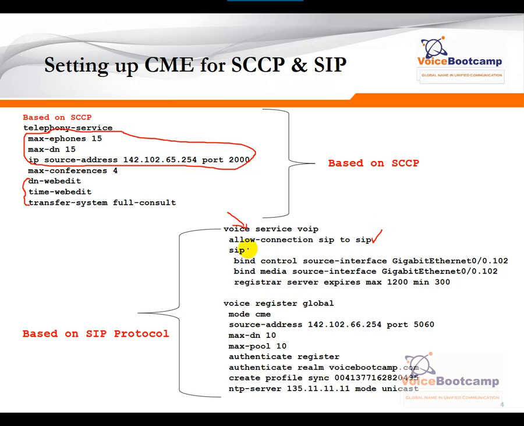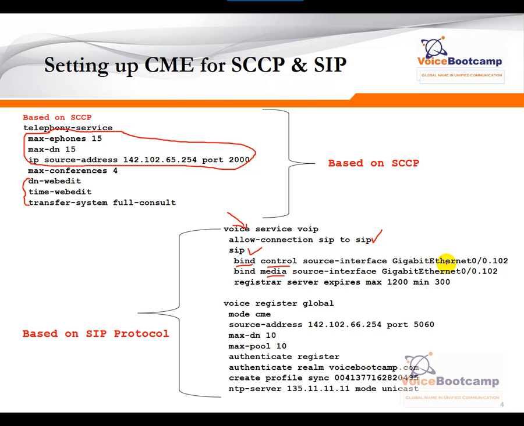Then you type the command SIP and you say bind control and media source interface gigabit 0/0.102, which is the IP address I decided to use. It could be any of the interfaces as long as it's up and running and is pingable. So you need to bind that command for SIP to allow registration. Now remember, SIP uses register and proxy server and all whatnot.